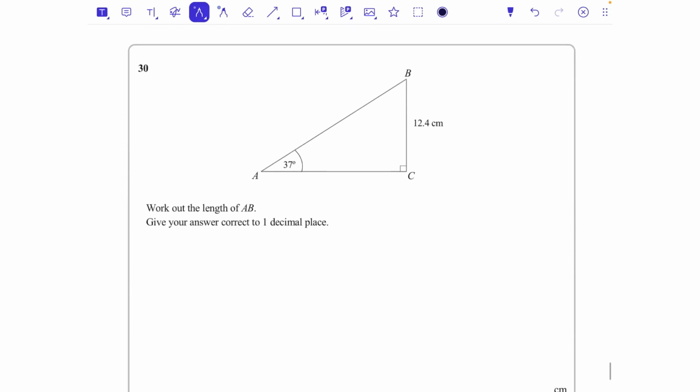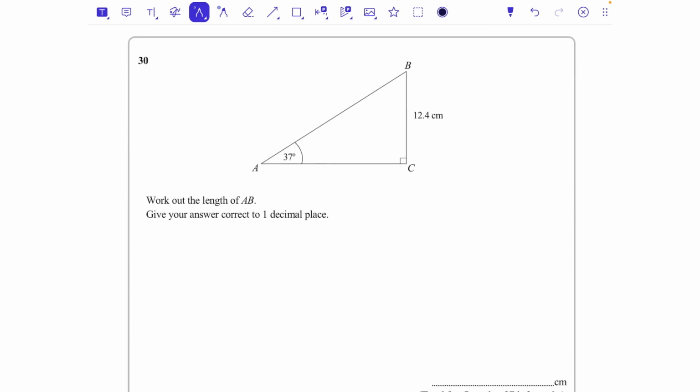Okay, last but not least, question number 30. Work out the length of AB. Give your answer correct to 1 decimal place. This is a right angled triangle and we've got an angle involved, so this is going to be SOHCAHTOA. So let me write down SO, CA, and TOA.